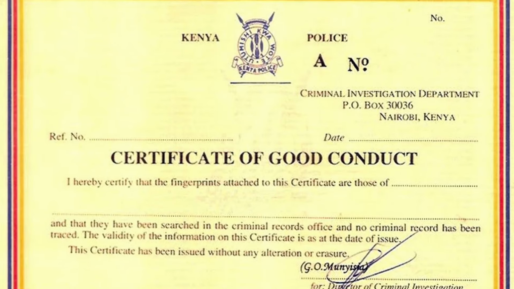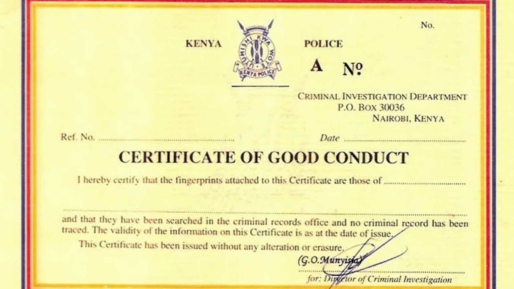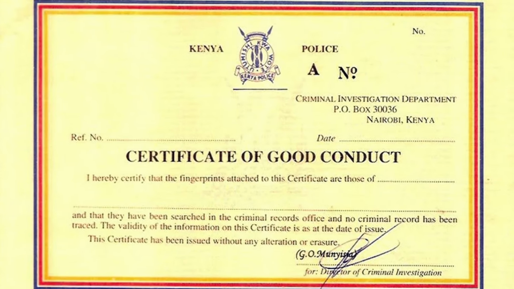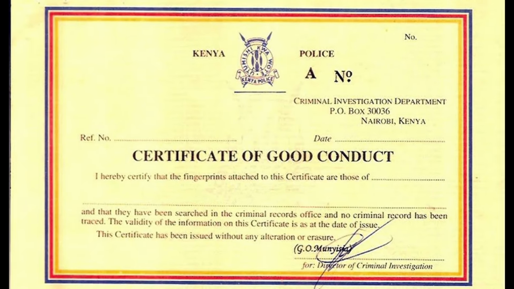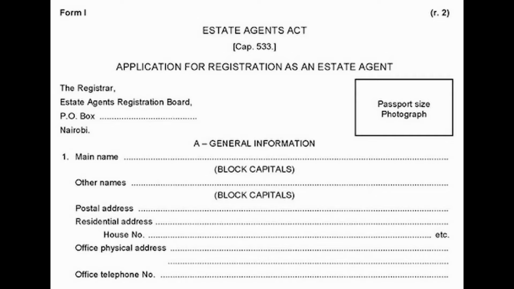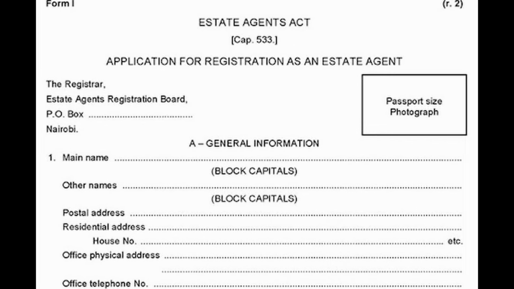You shall also need to provide a certificate of good conduct. Remember, we had said that for you to be registered, you have to be a person of good character. So you need to just go to the DCI, apply for your certificate of good conduct before submitting your application to the board. Once you have these first 6 documents in place, you will need to provide an application form.